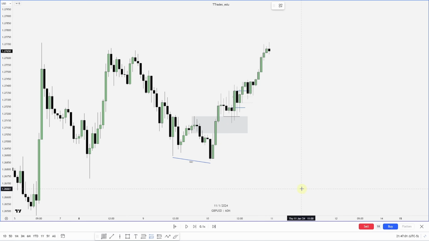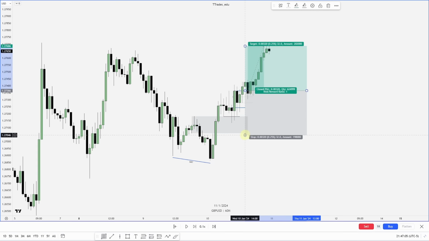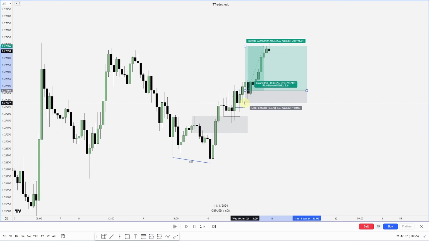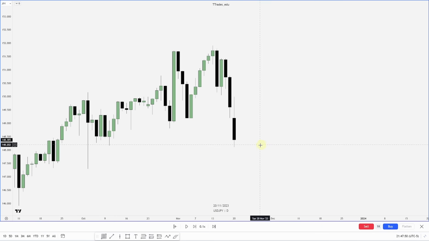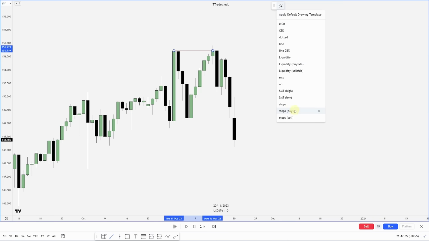Now, if I was going to look to take an entry here, how would I do it? I'd look to enter the opening price, and with propulsion blocks, I'm fine with putting my stop on the other side of the body, and then looking to target buy side liquidity resting here. So something like that.